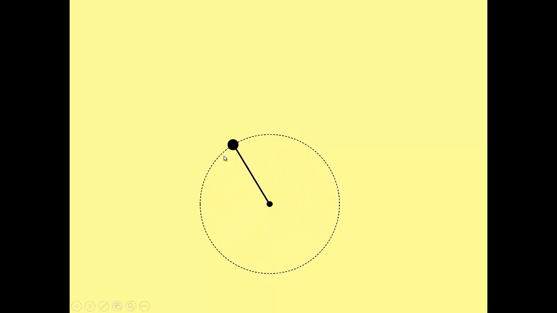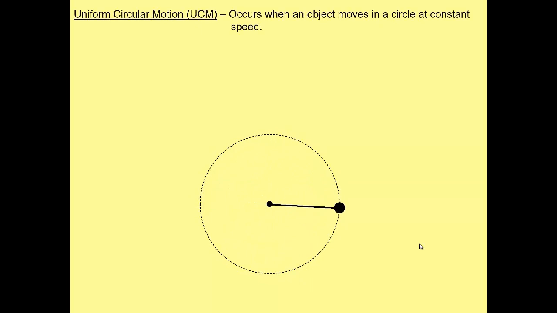So if this is our mass moving in a circle at a constant speed, maybe we're looking down on it, right? I don't want a vertical circle yet. That gets a little more complex when gravity factors in. So let's assume we're looking down on this, right? This is what we call uniform circular motion, UCM for short. Uniform, remember, in physics means constant, right? Uniformly accelerated motion was constant acceleration. So this is motion in a circle at a constant speed. Uniform speed, if you will, right?